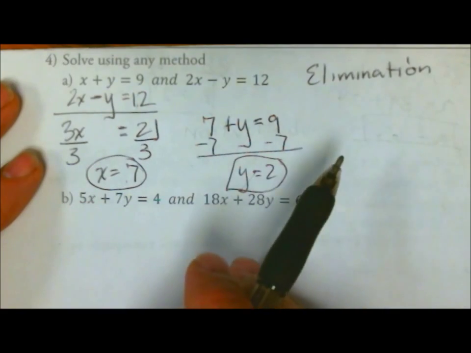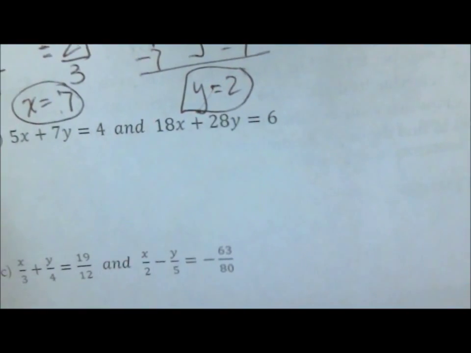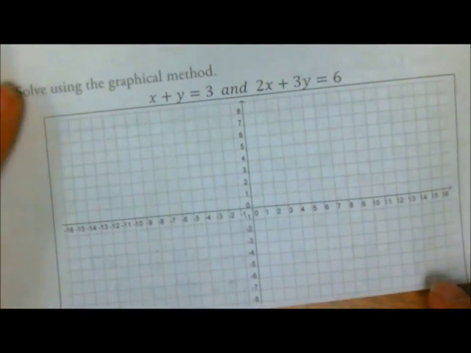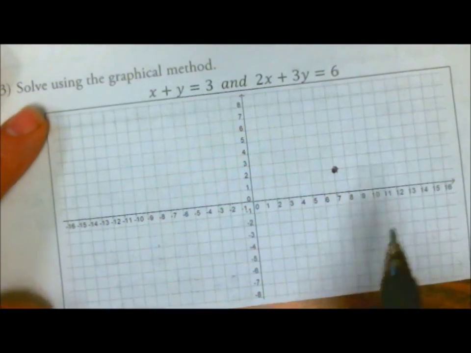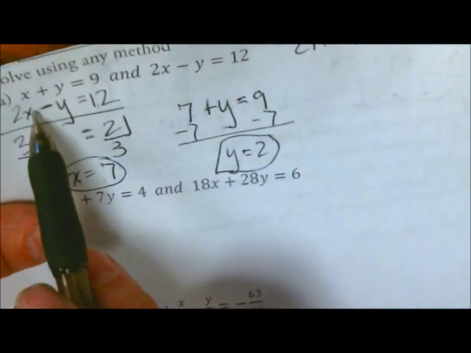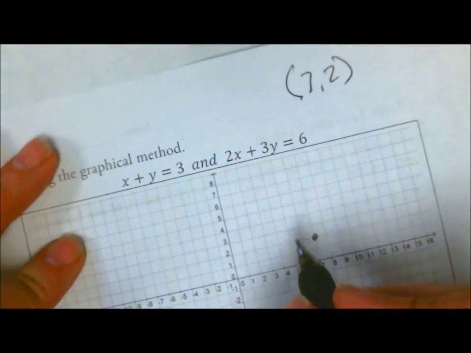What that means is I know that those two equations cross at the coordinates (7, 2). X is 7, y is 2. So I can look at this graph and go over to 7 and go up 2. And I know that wherever those two lines are, this one and this one, they cross right there. Okay?